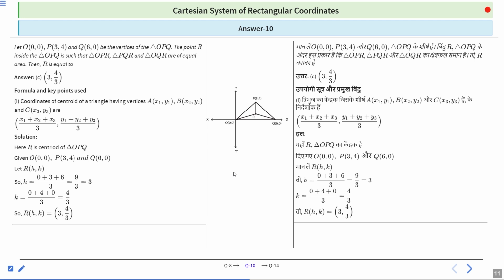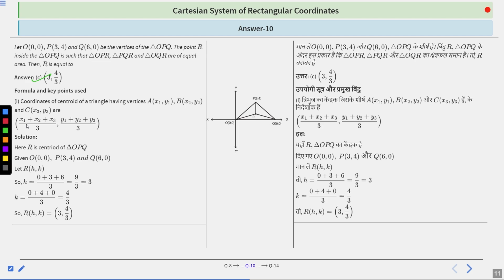Let R be (h, k). So h is equal to (0 plus 3 plus 6) upon 3, which is 9 by 3, which is equal to 3. k is equal to (0 plus 4 plus 0) upon 3, which is 4 by 3. So the coordinates of R (h, k) are (3, 4/3). Clear? Got it? So option C, (3, 4/3), is the right answer. Clear? Got it?